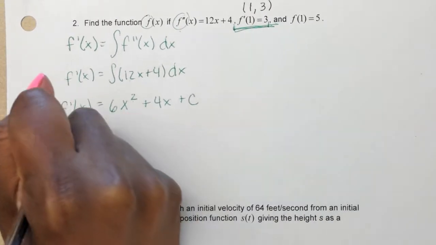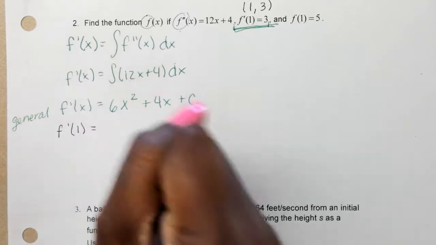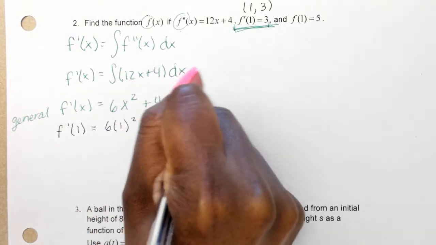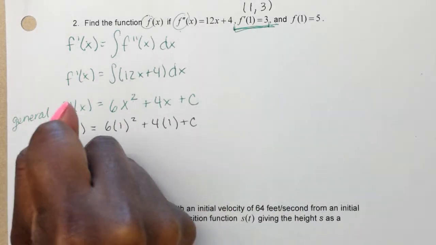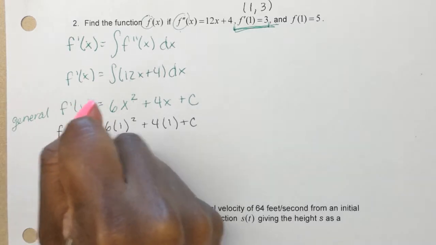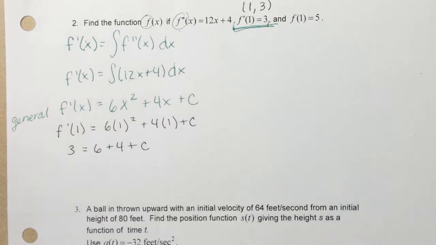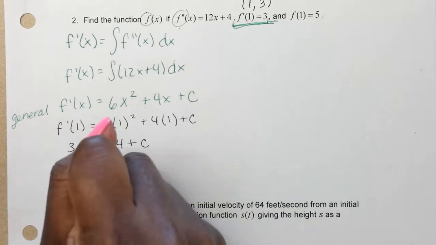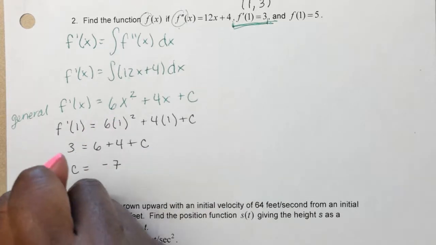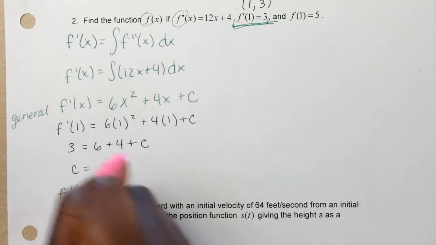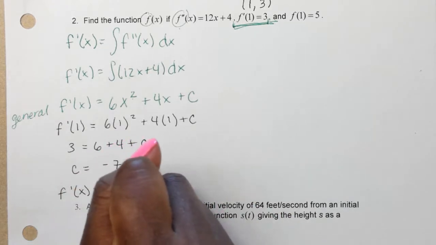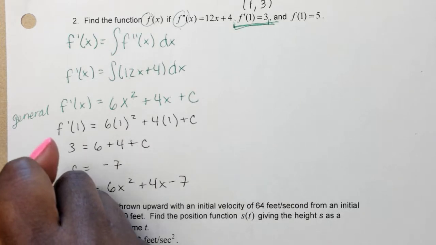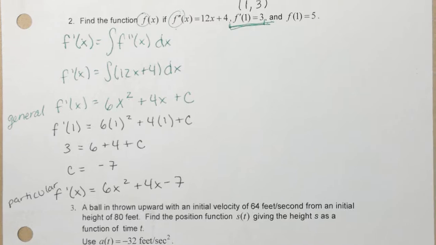So we are going to plug in: f prime of 1 is equal to 6 times 1 squared plus 4 times 1 plus c. So 3 is equal to 6 plus 4 plus c. So this c is equal to -7. So our particular solution for f prime of x is equal to 6x squared plus 4x minus 7. So that's our particular solution for f prime of x.